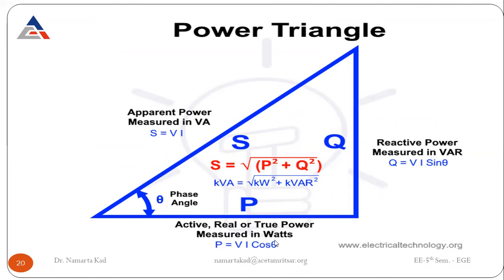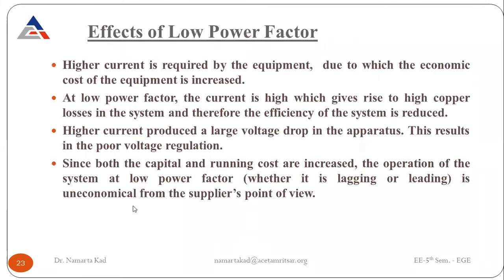And if in this formula cos θ, that is the power factor, becomes low, and we know that the voltage is constant, then if the power factor decreases, current increases. Okay, to maintain the output power constant, if the power factor decreases, our current starts increasing, and it affects the machinery a lot. Higher current is required by the equipment, due to which the economic cost of the equipment is increased.